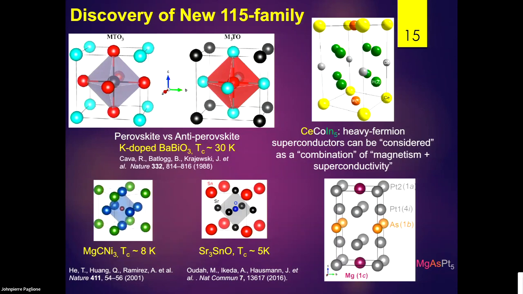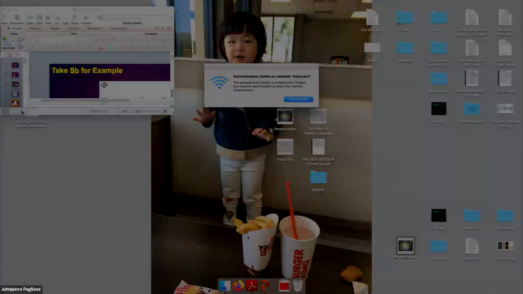So for me, I'm an intermetallic person and one of my favorite compounds is heavy fermion superconductors. One of the representative works is CeCoIn5.